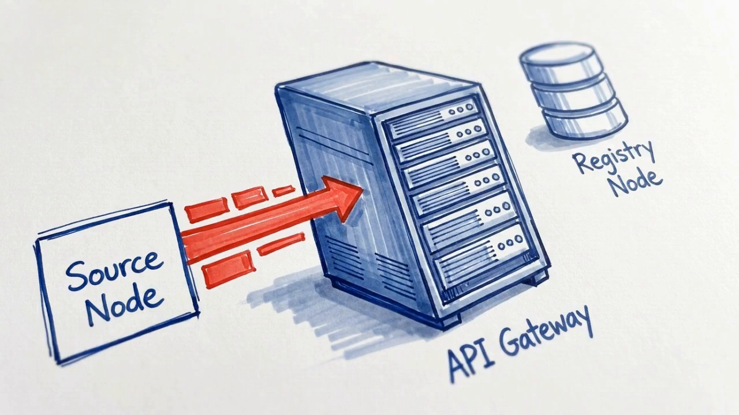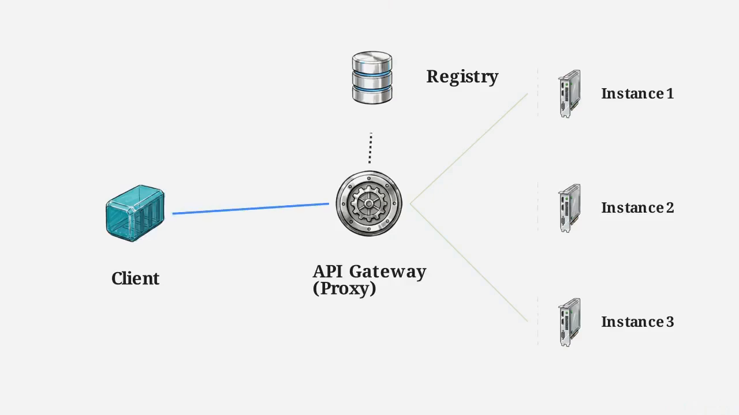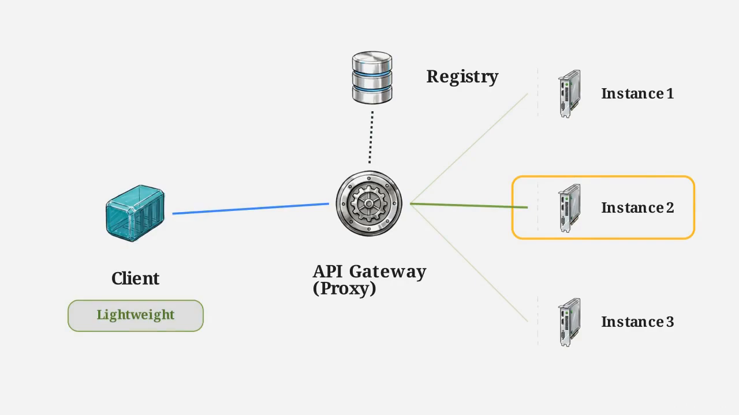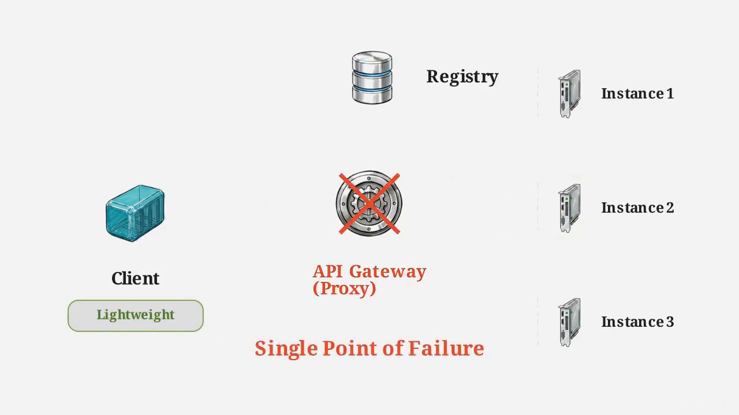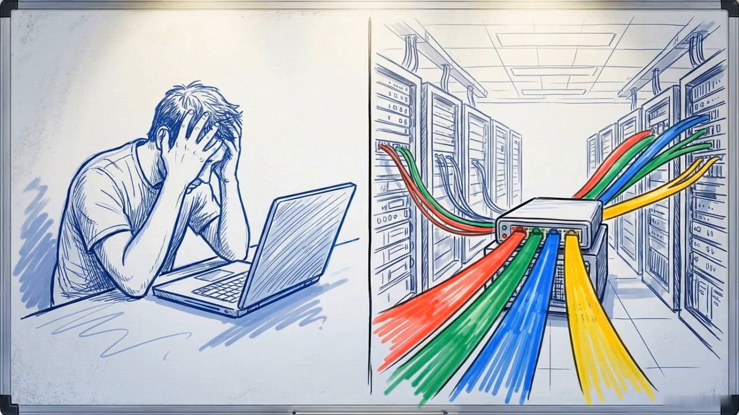Here, the calling service is completely unaware of the registry. It sends all traffic to a stable intermediate proxy, like an API gateway. The gateway queries the registry, selects a healthy backend instance, and forwards the request. This keeps the application code lightweight, but it introduces an extra network hop, and if the proxy fails, all communication stops. The registry centralizes the knowledge of service locations, but the topology you choose determines whether the application or the infrastructure carries the operational burden of routing.